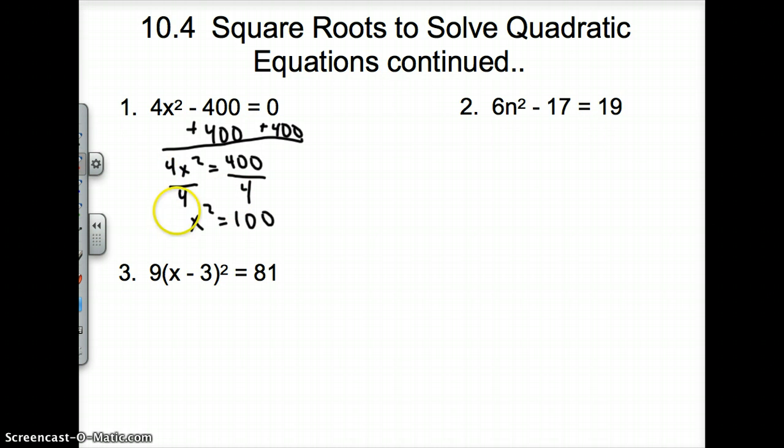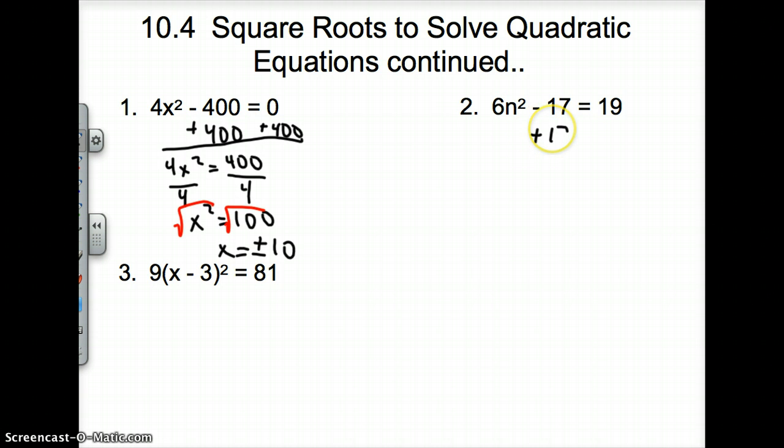Now, how do you undo a square? You have to square root both sides. So we come up with a final answer of x equaling positive negative 10. Please remember that it's a positive negative 10 because 10 times 10 is 100 and negative 10 times negative 10 is also 100.